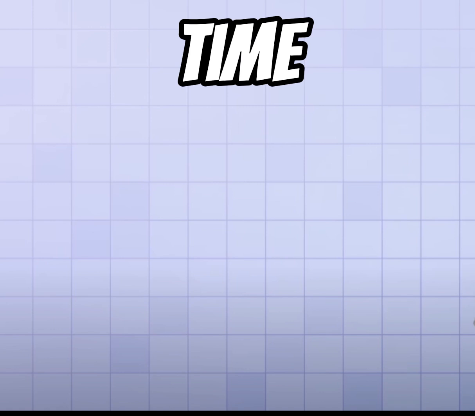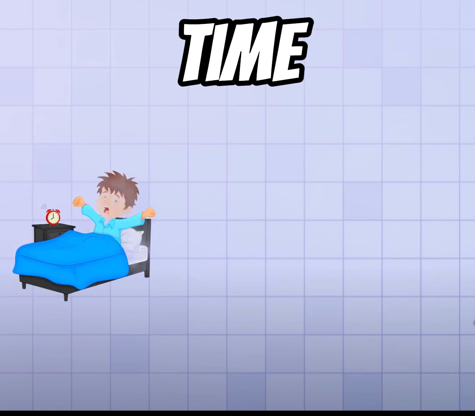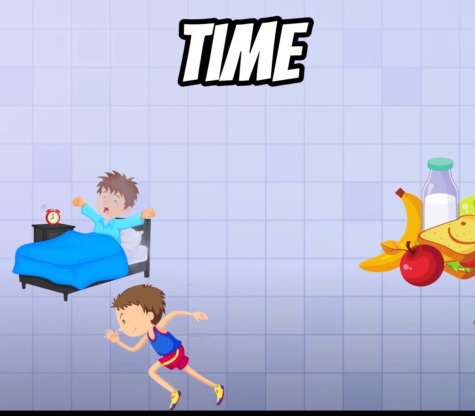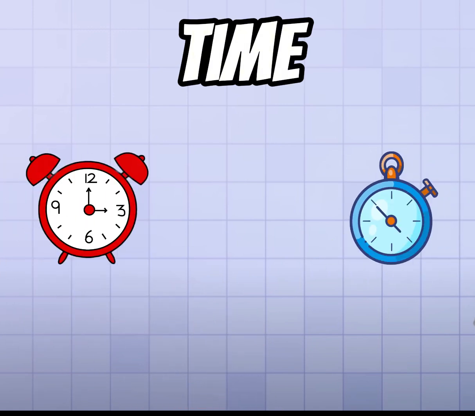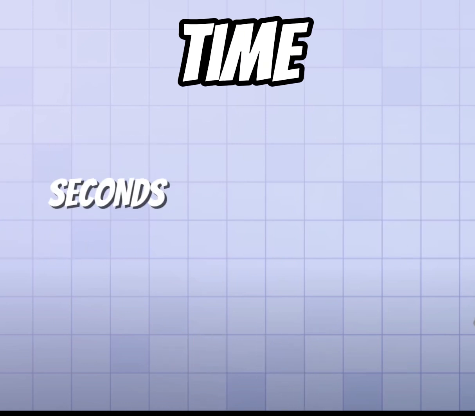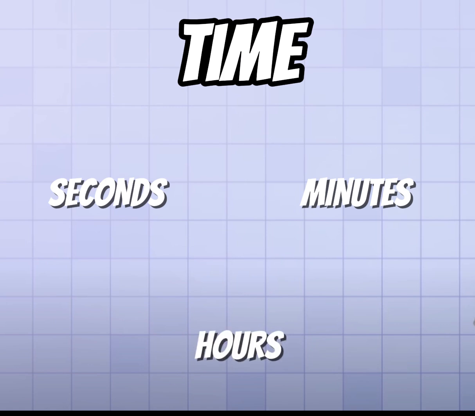And last but not least, time. We measure time to know when to wake up, when lunch is ready, or how fast we can run a race. Tools like clocks, stopwatches, and timers help us measure time. Time is measured in seconds, minutes, and hours.